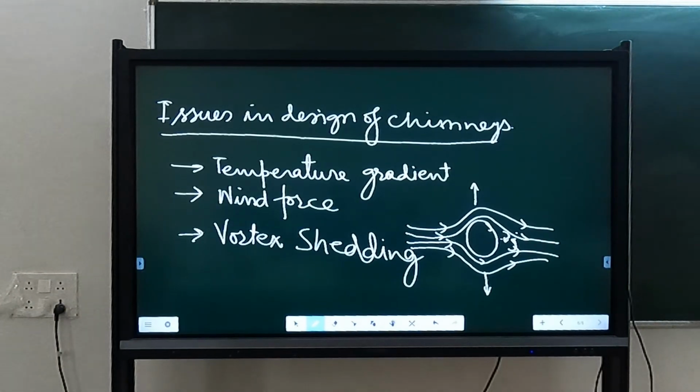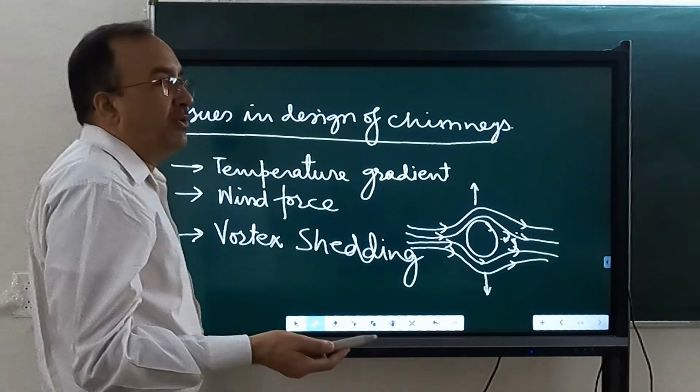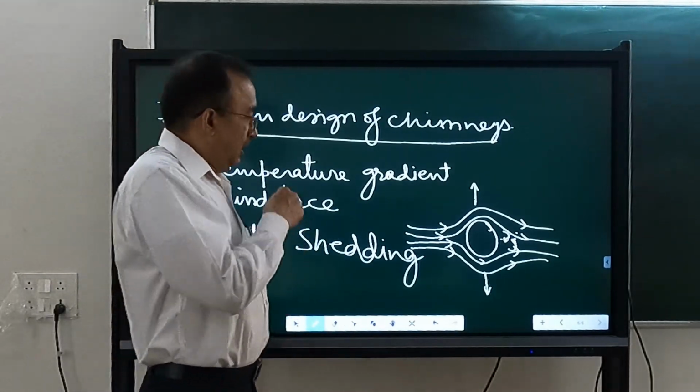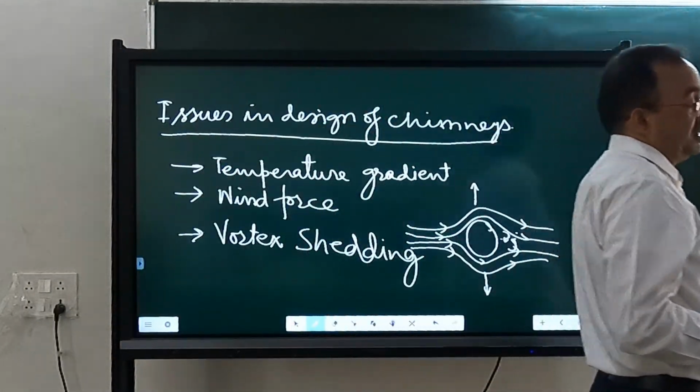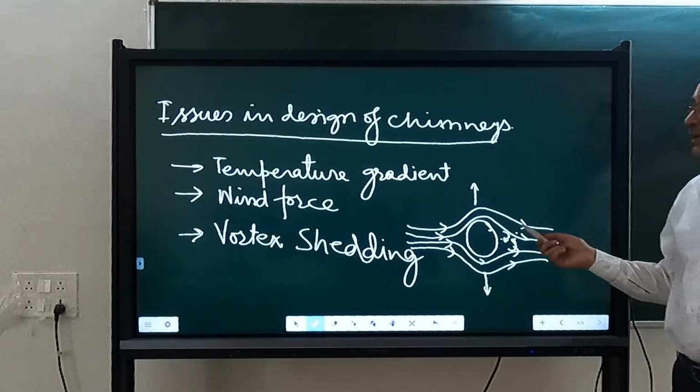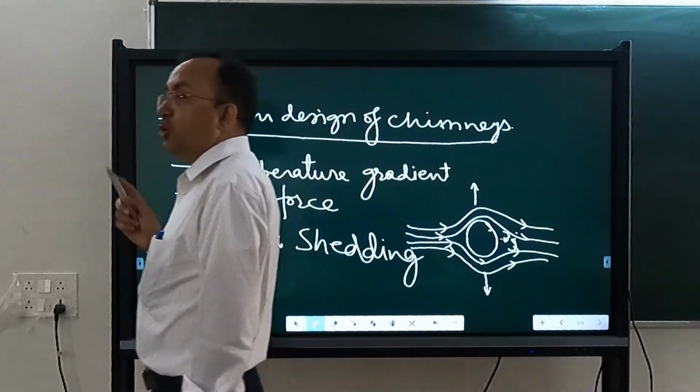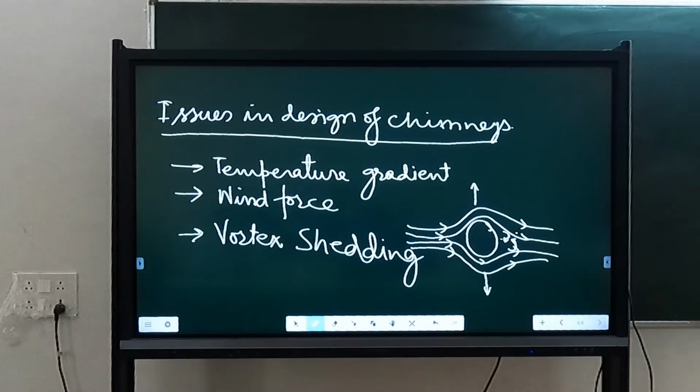Our cable stayed bridges also have this problem. If wind is blowing in this direction, the vertical motion will start, and due to that vertical motion the bridge may fall. So in case of flexible structures, and chimneys are one of the flexible structures, the normal wind load calculation which you do in case of buildings is not adequate.